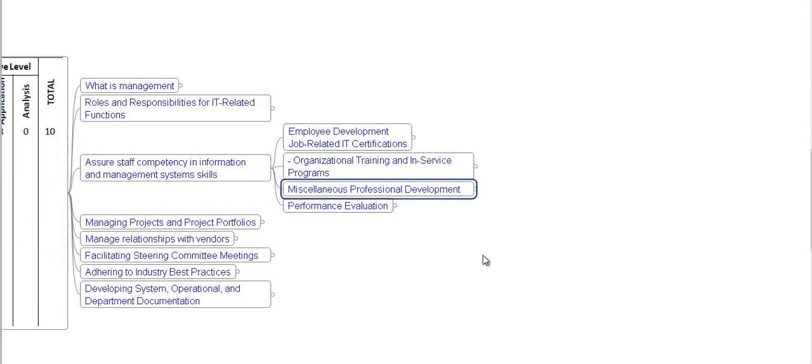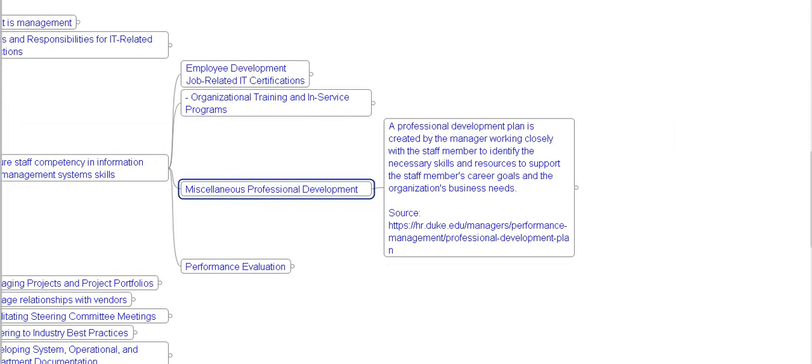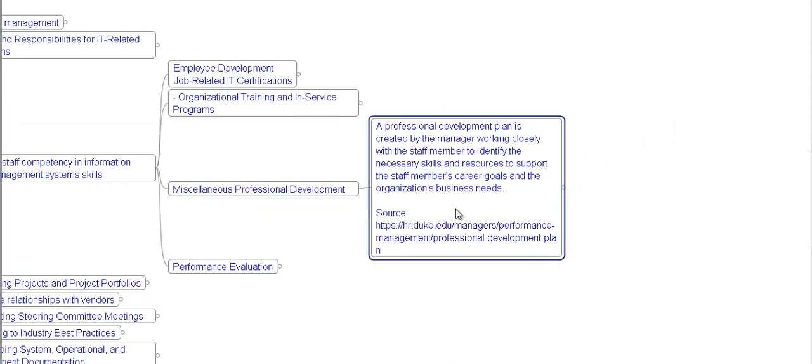Miscellaneous professional development. A professional development plan is created by a manager working closely with the staff member to identify the necessary skills and resources to support the staff member's career goals and the organization's business needs.